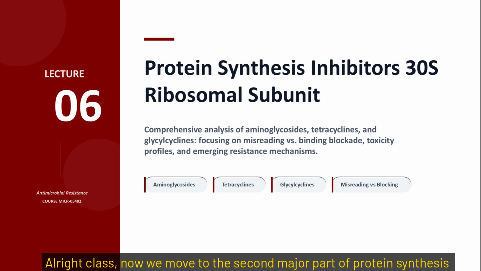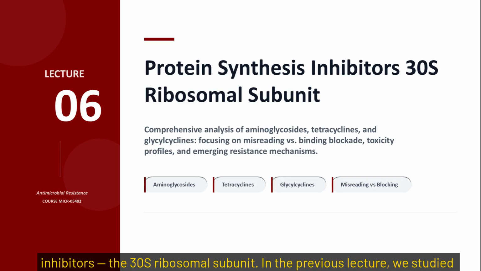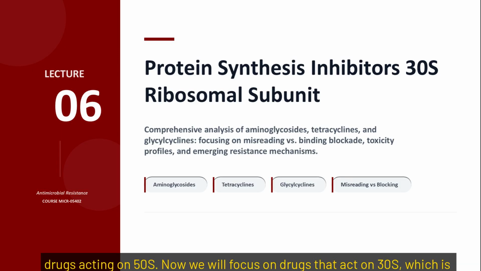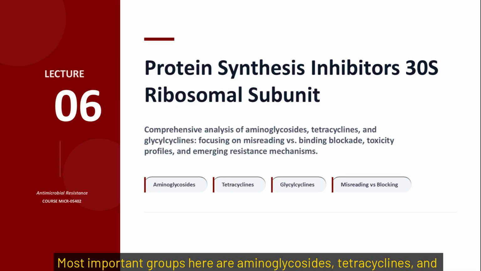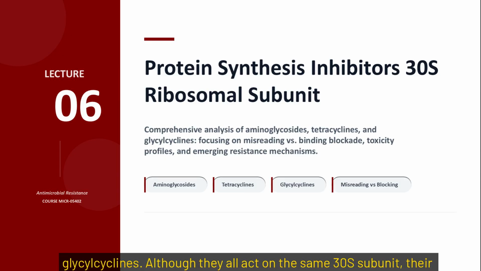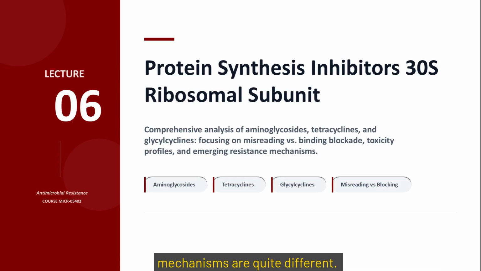Alright class, now we move to the second major part of protein synthesis inhibitors, the 30S ribosomal subunit. In the previous lecture, we studied drugs acting on 50S. Now we will focus on drugs that act on 30S, which is the smaller subunit of the bacterial ribosome. Most important groups here are aminoglycosides, tetracyclines, and glycylcyclines. Although they all act on the same 30S subunit, their mechanisms are quite different.